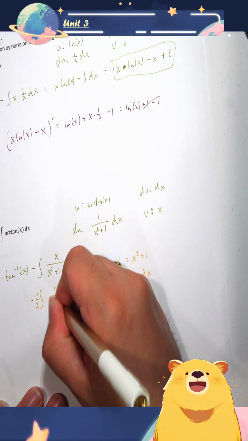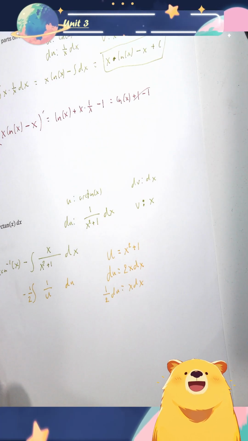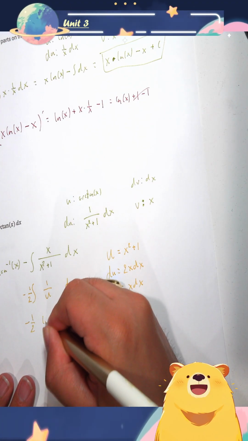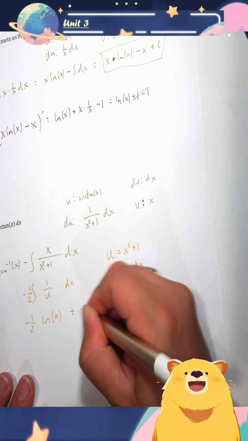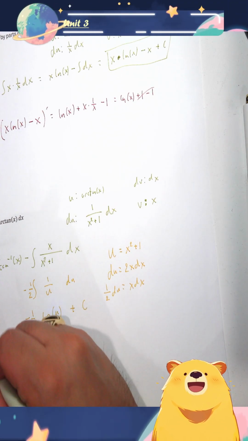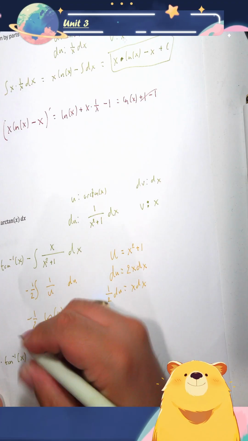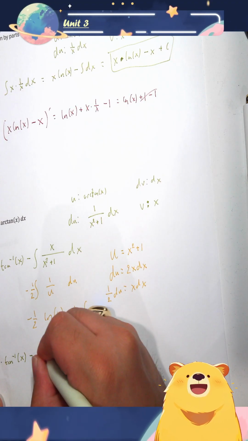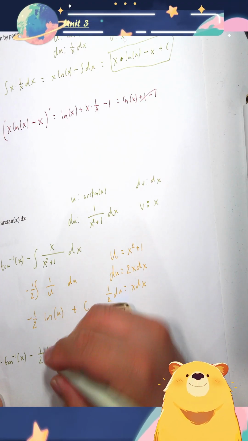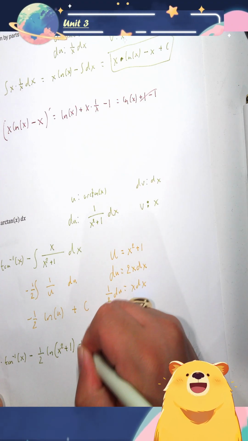And then it's 1 over u. We know that its integral is simply ln of u plus c. And then we need to plug x back in to get the final result: x times tangent inverse of x minus 1 over 2 ln of x squared plus 1 plus c.